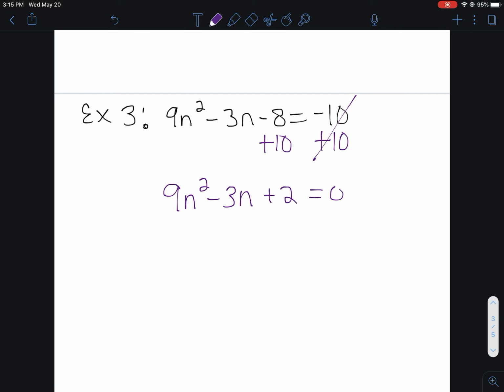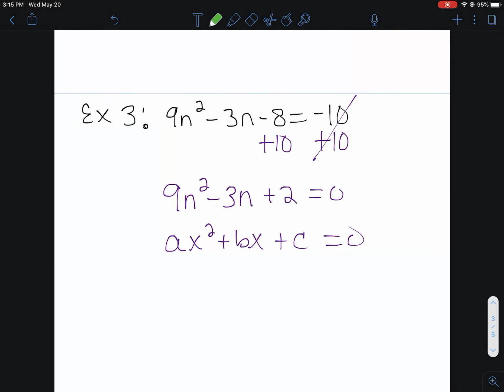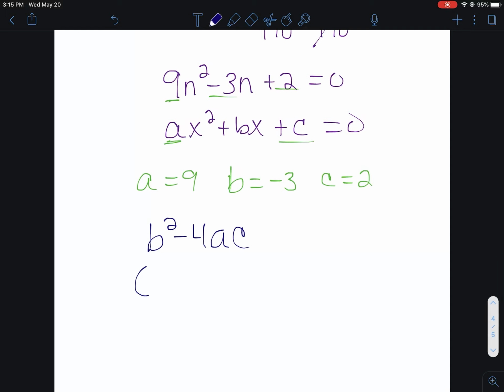Now, I want to identify A, B, and C. And I'm sort of just showing you different ways to do it as I go. But A is the number in front of x squared, so A is 9. B is in front of x, so B is -3. And C is the constant, so C is 2. Now we fill in our discriminant. B squared would be -3 squared minus 4 times A is 9 and C is 2.